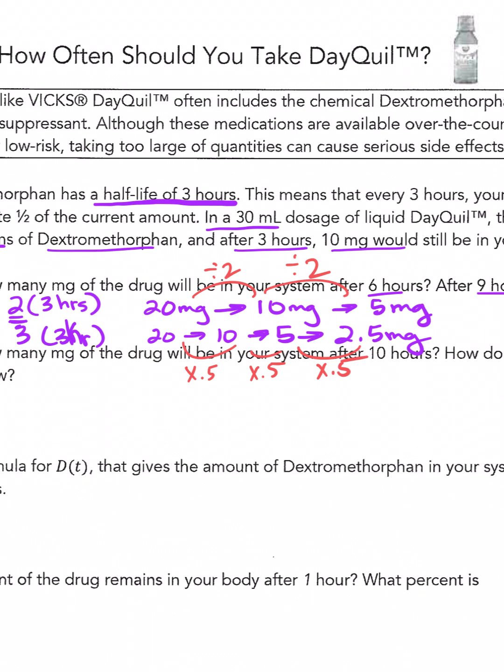It says how many milligrams of the drug after 10 hours? Well, for 10 hours, we really need to know how many of these 3-hour units we have. So we're going to take 10 and divide it by 3. We get 3 1/3 of these 3-hour units. Okay?